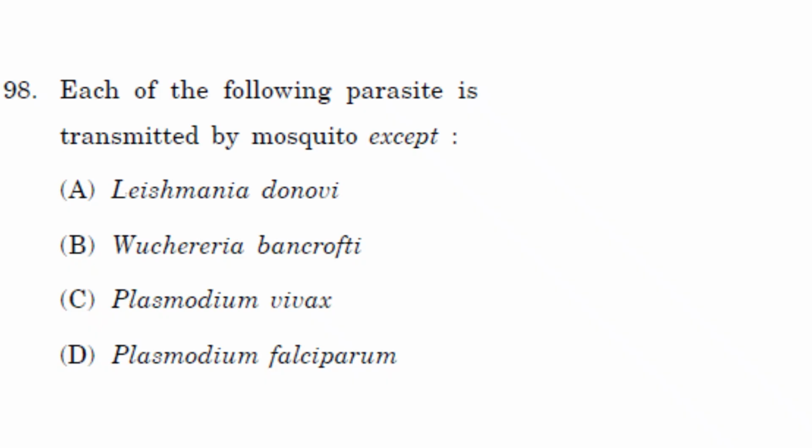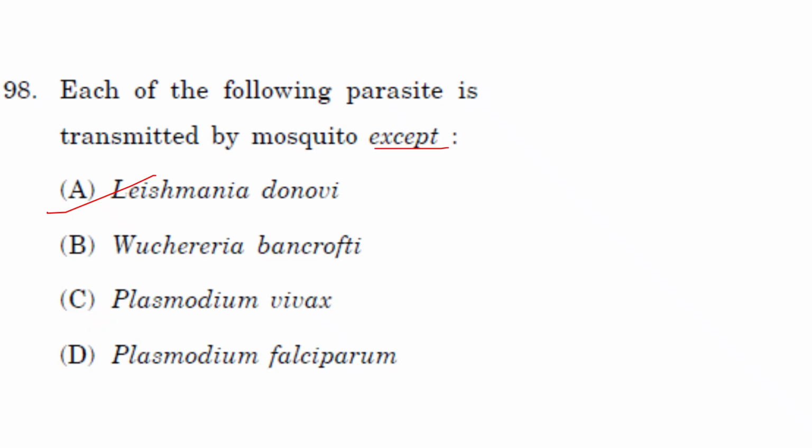Then each of the following parasites is transmitted by mosquito except, yes, Leishmania donovani is the answer. It is the one which causes Kala Azar and it is transmitted by sandflies, not mosquitoes. Whereas Wuchereria, Plasmodium vivax, falciparum, all these are transmitted by different mosquitoes: Culex, Anopheles, Aedes, etc.